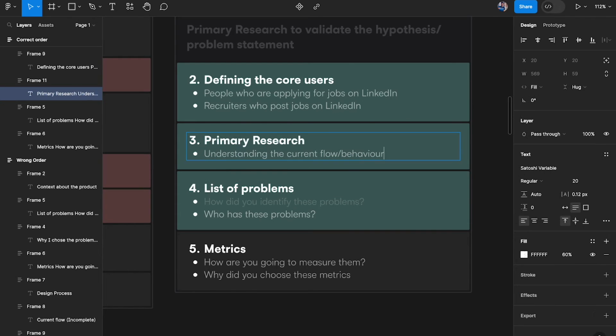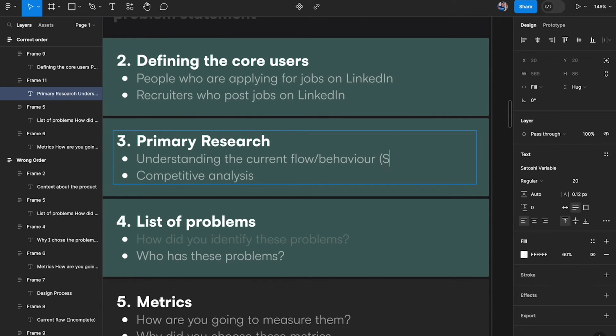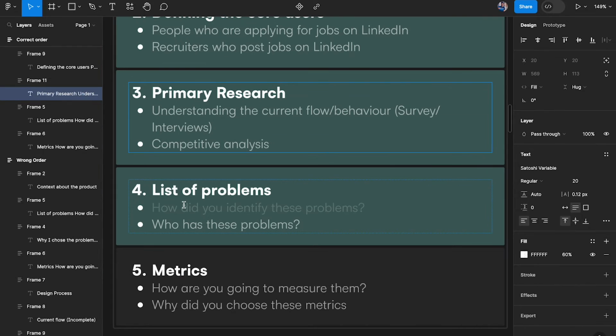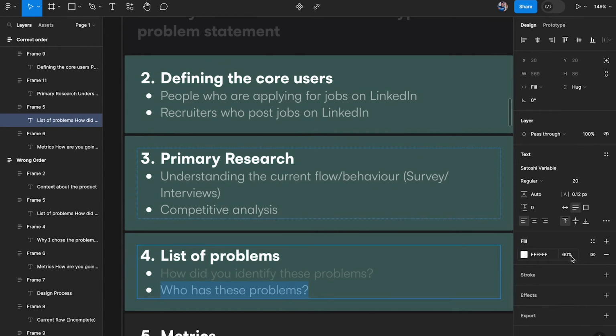And then he also mentioned that he did some sort of competitive analysis. Now, this includes surveys and interviews. You do the surveys and interviews to understand the current behavior, and that will also help me understand my question: how did you identify the problems? Now, of course, doing primary research. But what sort of primary research? Understanding the current flow or behavior and doing the competitive analysis is going to help me identify these problems. And that also answers the other question of who has these problems, because we defined the users over here.